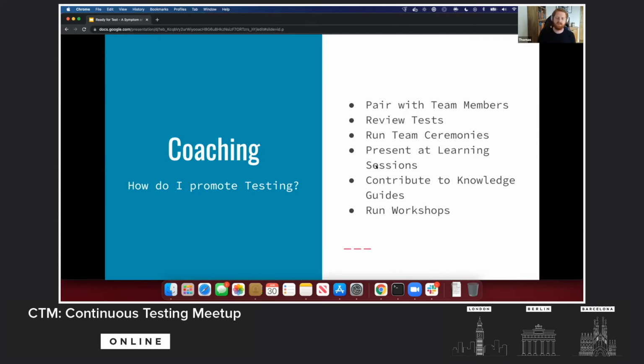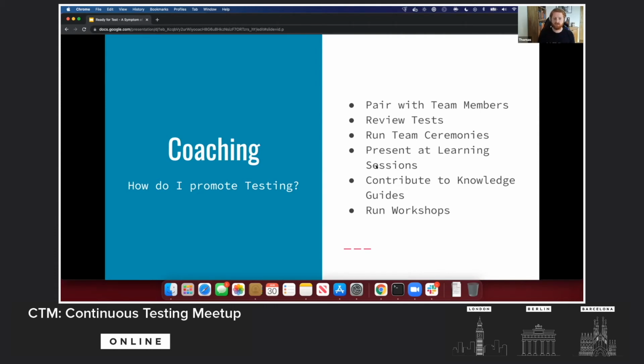You can run team ceremonies. Running team ceremonies is a really sneaky way to make sure that quality concerns are being fully considered. If you're running the stand-up or you're running the retrospective or the sprint planning, you can introduce subtle bits of conversation to make sure that people are considering quality. If you run that 3 Amigos session, you can make sure the questions are being asked about quality concerns.